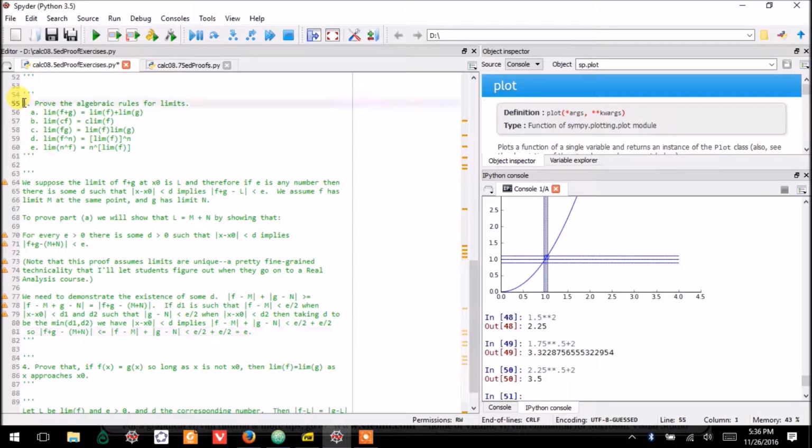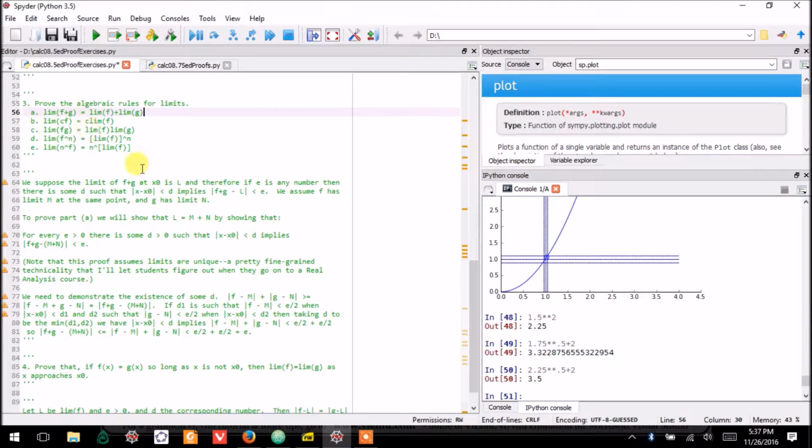Continuing with the problems, I will actually only solve part A because I'm not sure how much interest there is in solving all of these. So if you're interested in the solution to any of the others, then perhaps write a comment or something. But for now, I'll only solve part A.